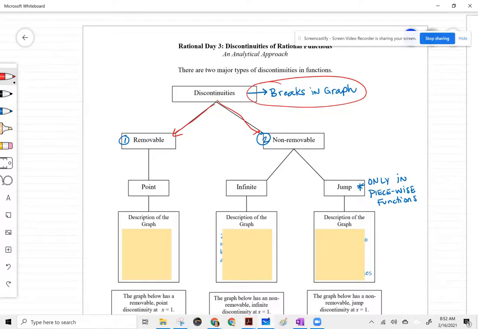The first type would be removable, and the second type would then be non-removable. With removable, we've got a point discontinuity. Simply what that means is that two pieces connect at an open circle because they approach the same y value. So this is kind of like what you're used to with a hole, okay?